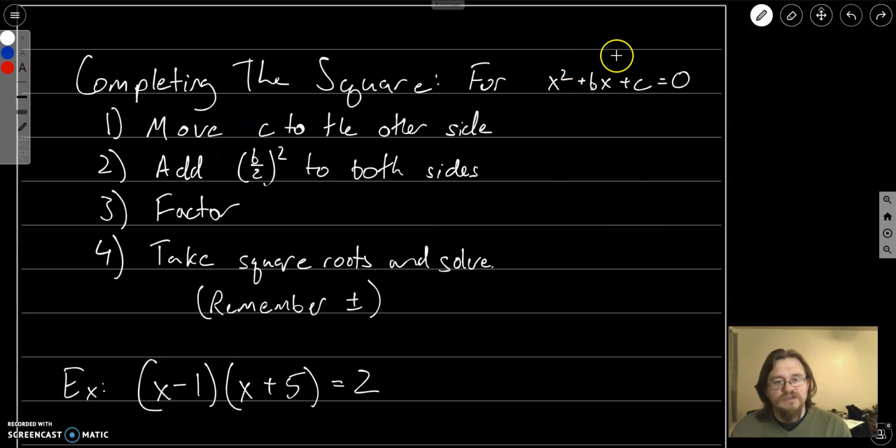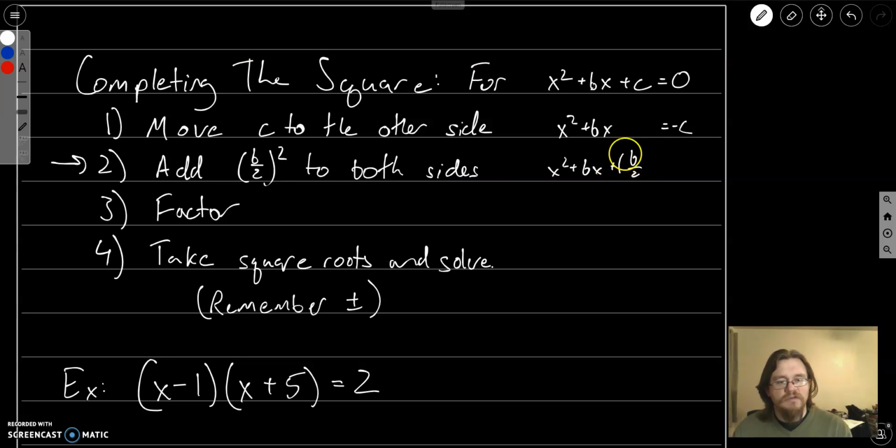What we want to do is get this to look like something squared. So we're going to use the formula that we saw up above. First, we're going to move the c to the other side. So step 1, x squared plus bx is going to be equal to negative c. Just moving that to the other side. Then to make this look like a square, this is the trick. This is the important step here. We're going to add b over 2 squared to both sides.